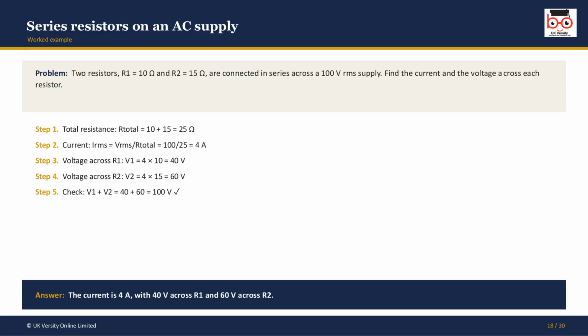Let's work one through. Two resistors, 10 ohms and 15 ohms, are in series across a 100 volt RMS supply, and we want the current and the voltage across each. The total resistance is 10 plus 15, so 25 ohms. The current is 100 over 25, which is 4 amps. Then the voltage across the 10 ohm is 4 times 10, that's 40 volts, and across the 15 ohm, it's 4 times 15, so 60 volts, and 40 plus 60 gives back our 100 volts, so it checks out.